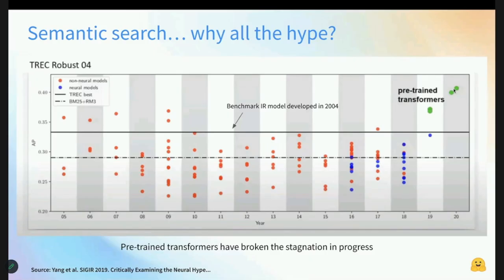And so that's where you see in the past 3 to 5 years, transformers being applied to search, to information retrieval, and breaking this stagnation in progress, getting much better performance on traditional benchmarks with the application of transformers to this new field.